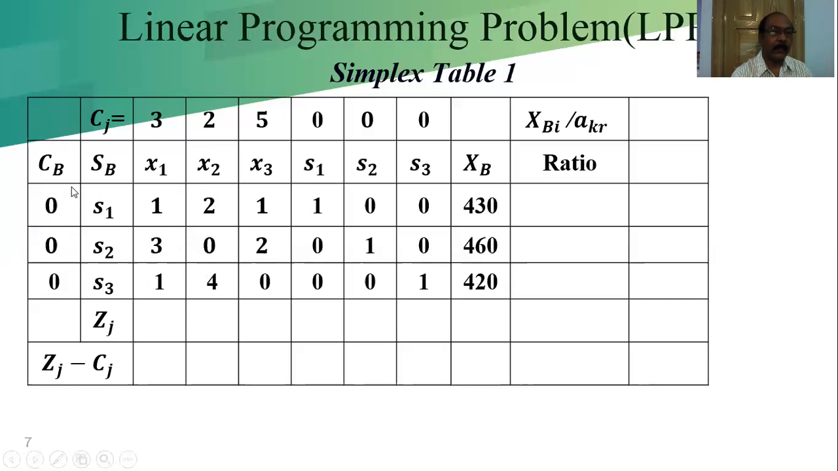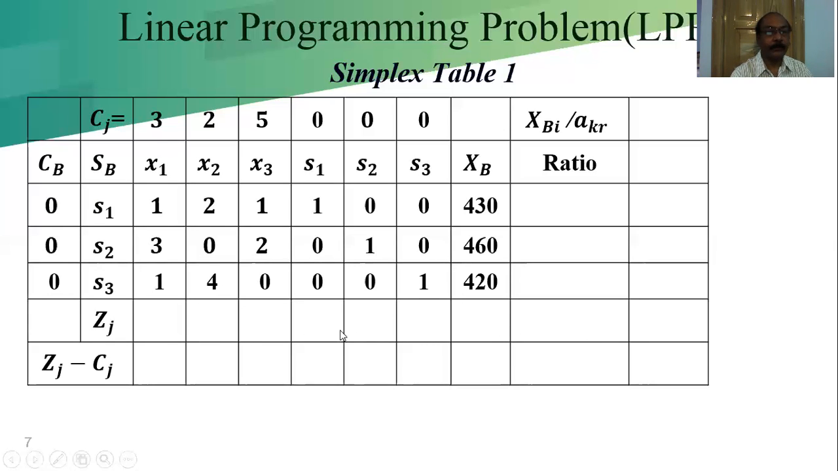Like that, this 0 CB we have to multiply with the components along the vertical, and sum up. So we will get 0 into 1, 0 into 0. So in the first table, in the computation, or we can call it the first iteration, all Zj will be 0.